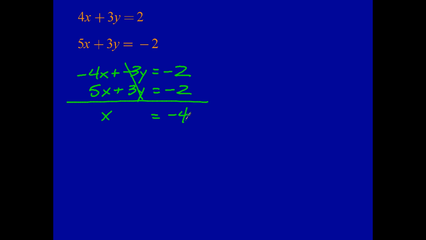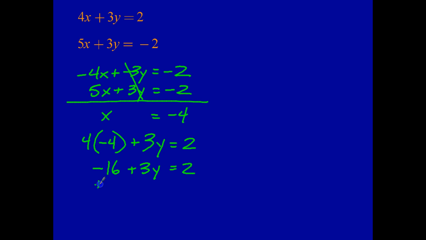Well, then let's go ahead and plug this back in. So we'll do 4 times negative 4. Notice I put the parentheses and then this directly inside of it. Plus 3y is equal to 2. Okay, well, let's check it out. 4 times negative 4 is negative 16 plus 3y is equal to 2. I'm going to add 16 to both sides, and I am left with 3y is equal to 18. Divide by 3 on both sides, and you get y is equal to 6.